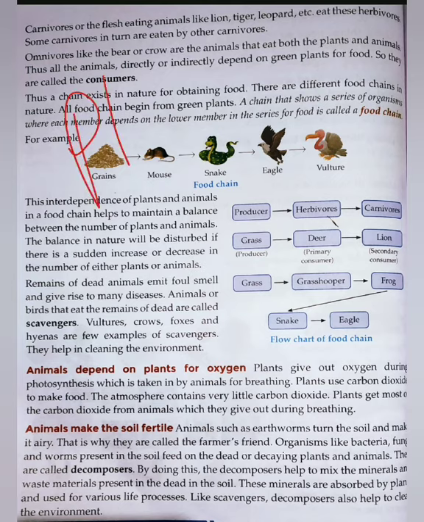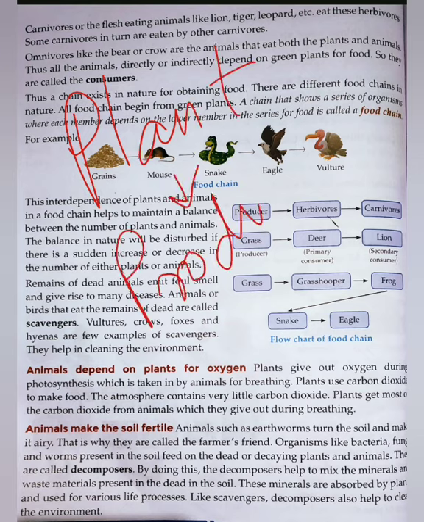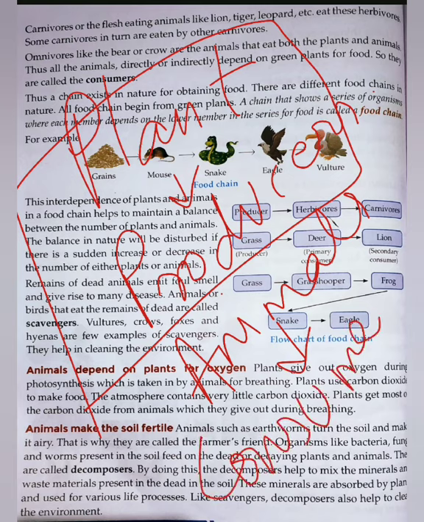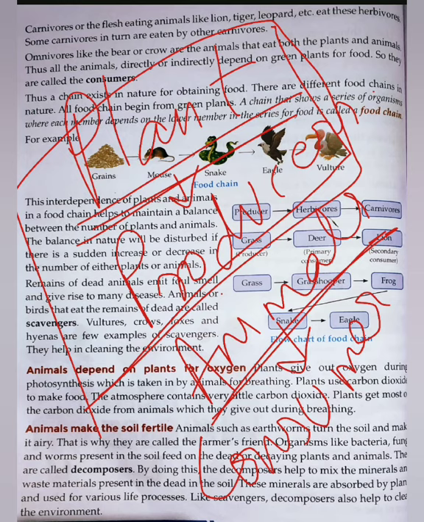So, we can say that plants are called producers and animals are called consumers. Why? Because plants do not depend on other animals for survival. They can prepare their own food. But animals depend on other animals as well as plants for survival.